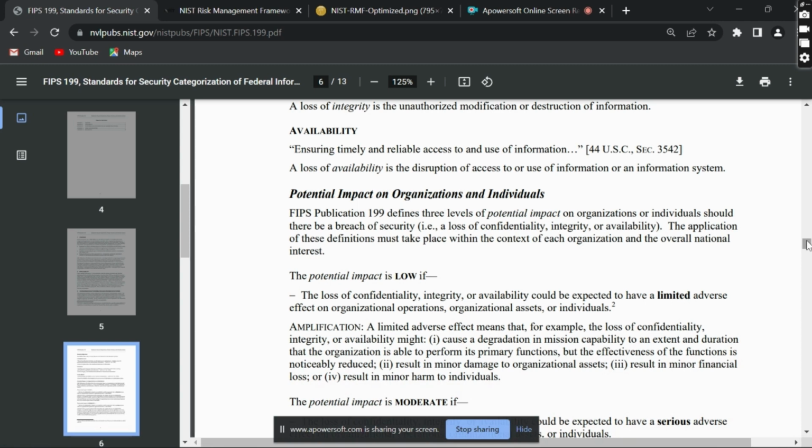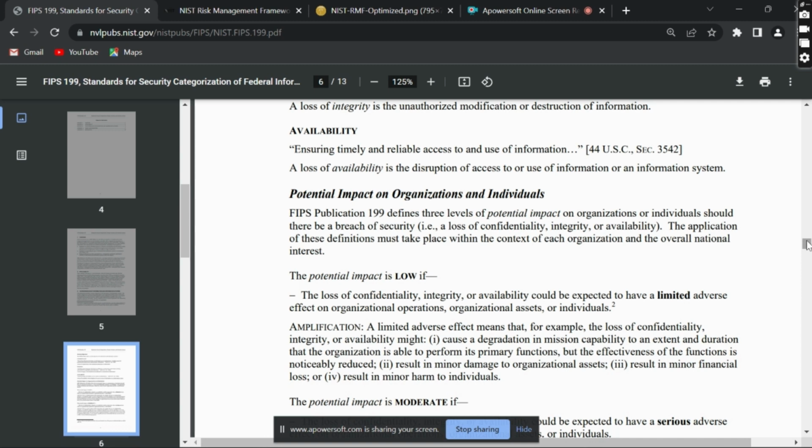If the potential impact is low, the loss of confidentiality, integrity, or availability could be expected to have a limited adverse effect on organizational operations, organizational assets, or individuals. So when the impact level is low, it usually does not affect a human being, or the death of people.